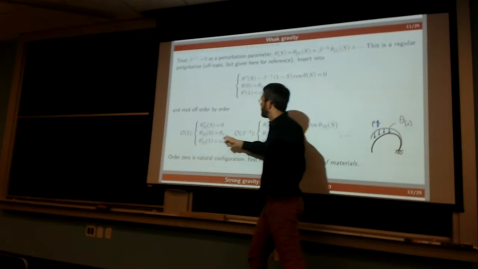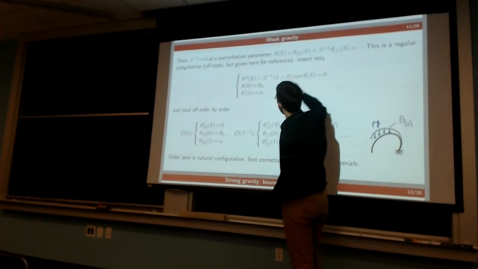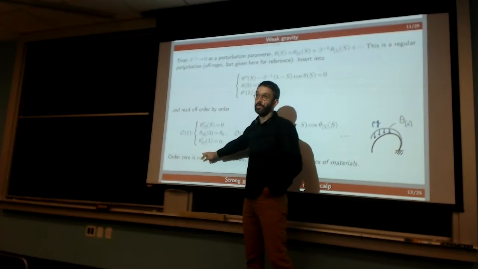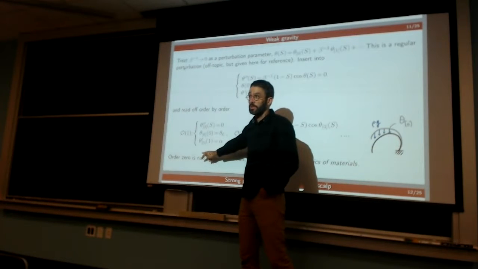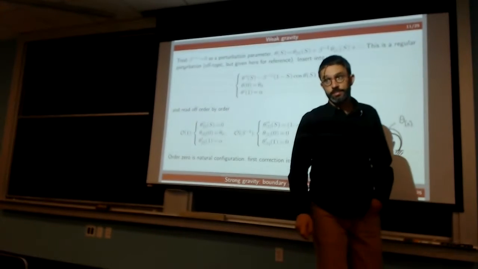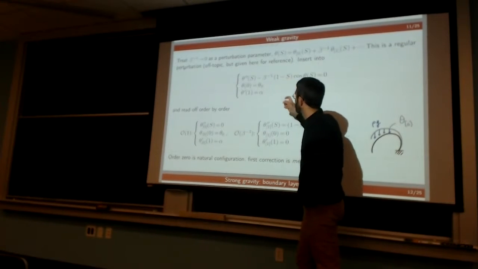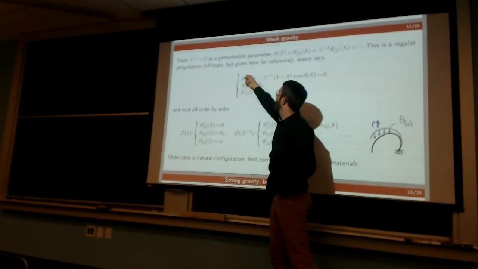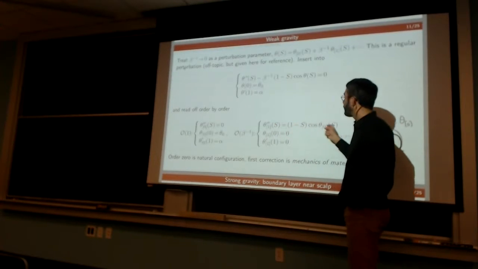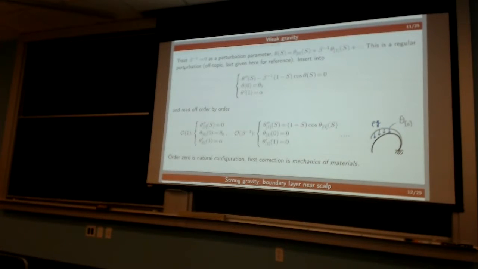So at order beta to the power 0, I just remove this term. And I have this, but this is obvious. This is my natural configuration. It's like switching off the weight. So that's the natural shape, and the solution of this is just an arc of circle. I can push to the next order, and I have on the left-hand side a differential problem for this theta 1, and on the right-hand side something which now is known from the previous order.